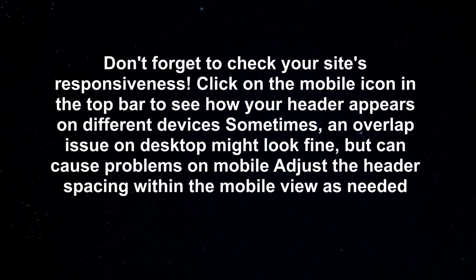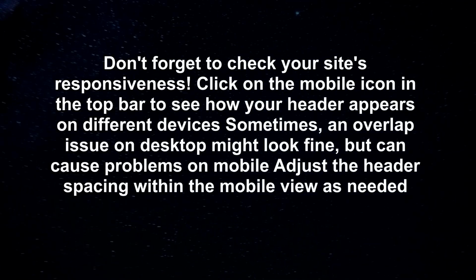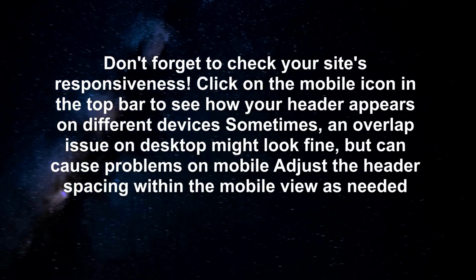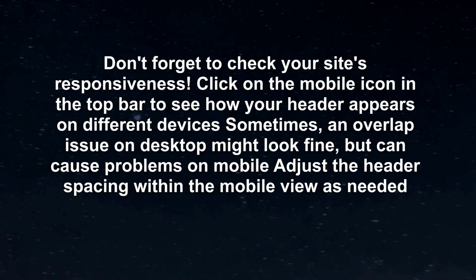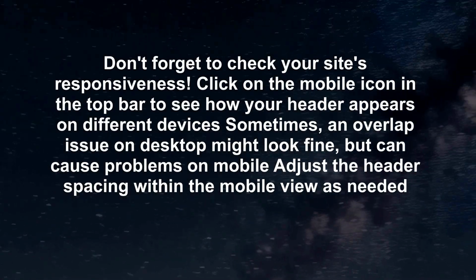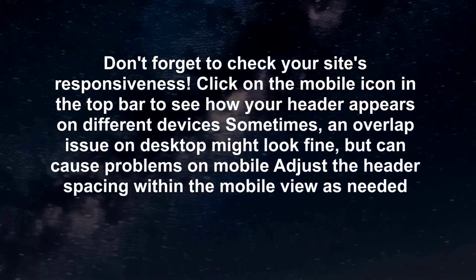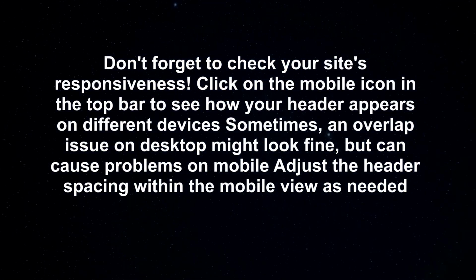Don't forget to check your site's responsiveness. Click on the mobile icon in the top bar to see how your header appears on different devices. Sometimes an overlap issue on desktop might look fine, but can cause problems on mobile. Adjust the header spacing within the mobile view as needed.